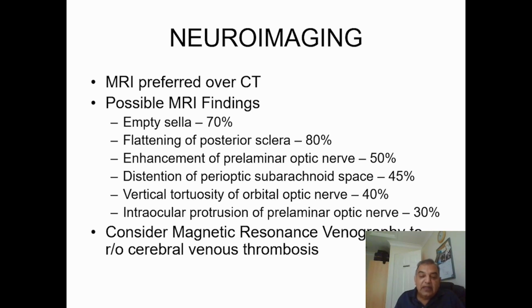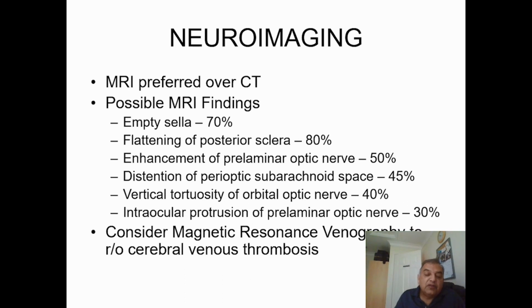We do an MRI. The MRI will show certain findings like an empty sella, flattening of the posterior sclera. There'll be enhancement of the optic nerve, and also the optic nerve sheaths may be dilated and a bit tortuous, and there could be a little protrusion of the optic nerve exactly on the globe, with flattening of the sclera there.